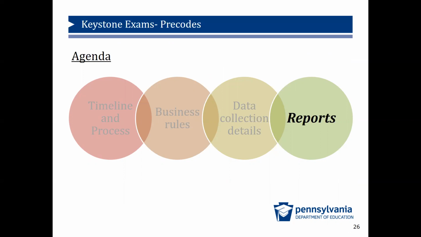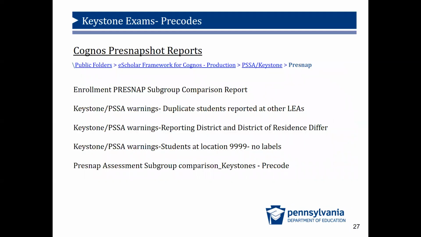Lastly, we would like to discuss the PIMS reports that are produced as a result of the data that you, as the LEA, submit to PIMS. These pre-snapshot reports reflect data loaded into production. They should be run prior to the internal snapshot date. The enrollment pre-snap subgroup comparison report compares all subgroup data from previous year to current year based on the dates selected.